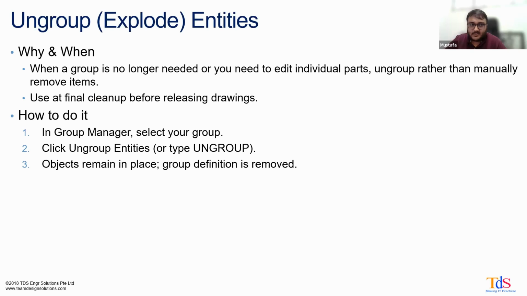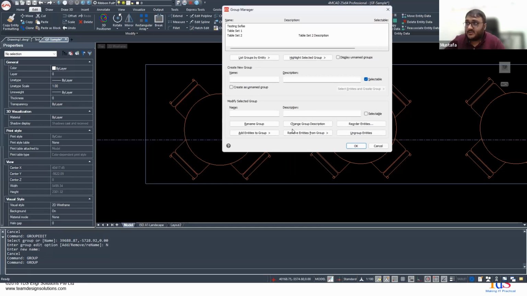How do you do that? There's a few ways, but I'll just show you how it's done in the group manager, because that's what I prefer. It has this ungroup entities button, and what it'll do is essentially remove the grouping itself, so it'll delete this. So let's say for this testing sofas, you don't need to know what it is, but once I click ungroup, you see that it's now gone from this table.